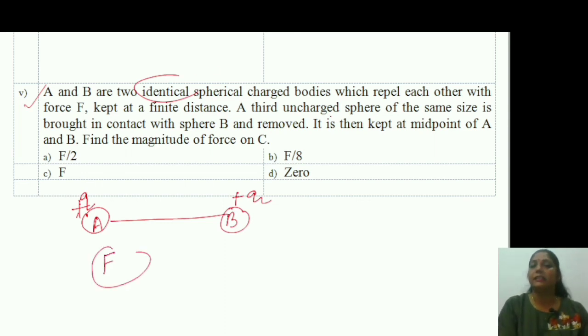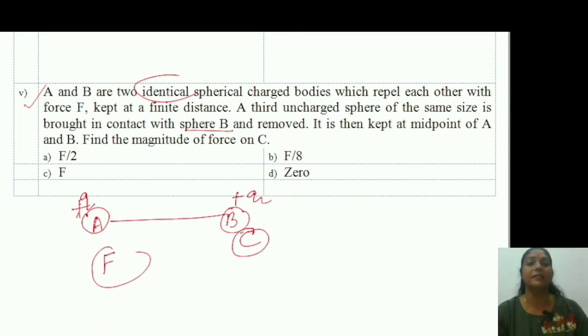A third uncharged sphere of the same size is brought in contact with sphere B. Another third charge is kept in contact with this B charge. This third sphere is C, and it is kept in contact with this sphere B.